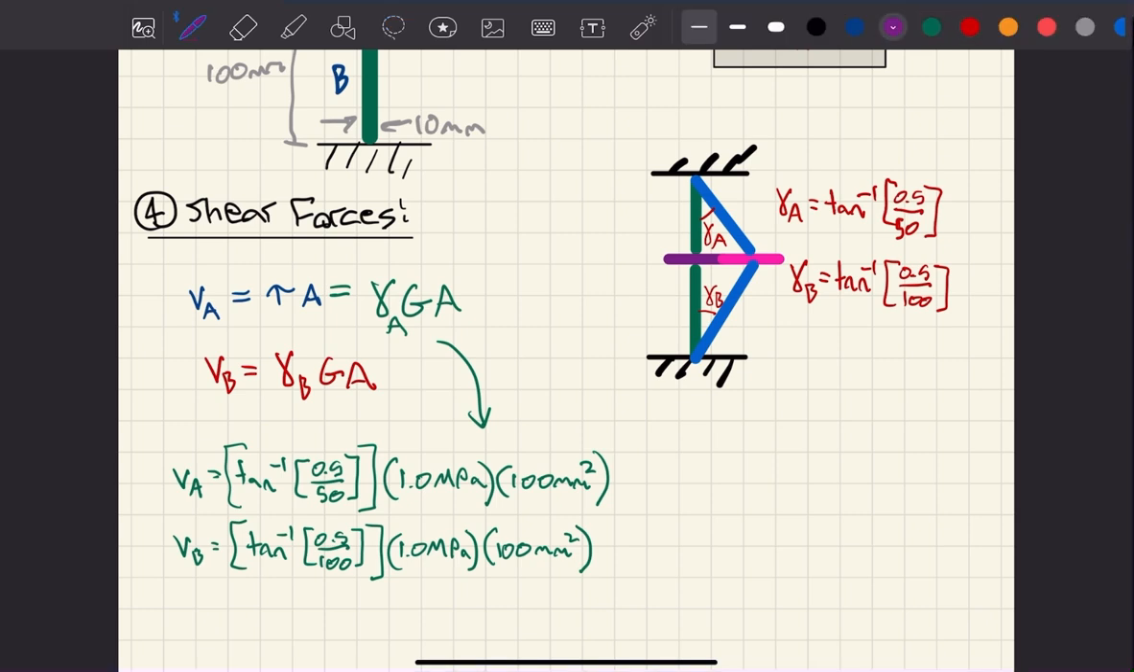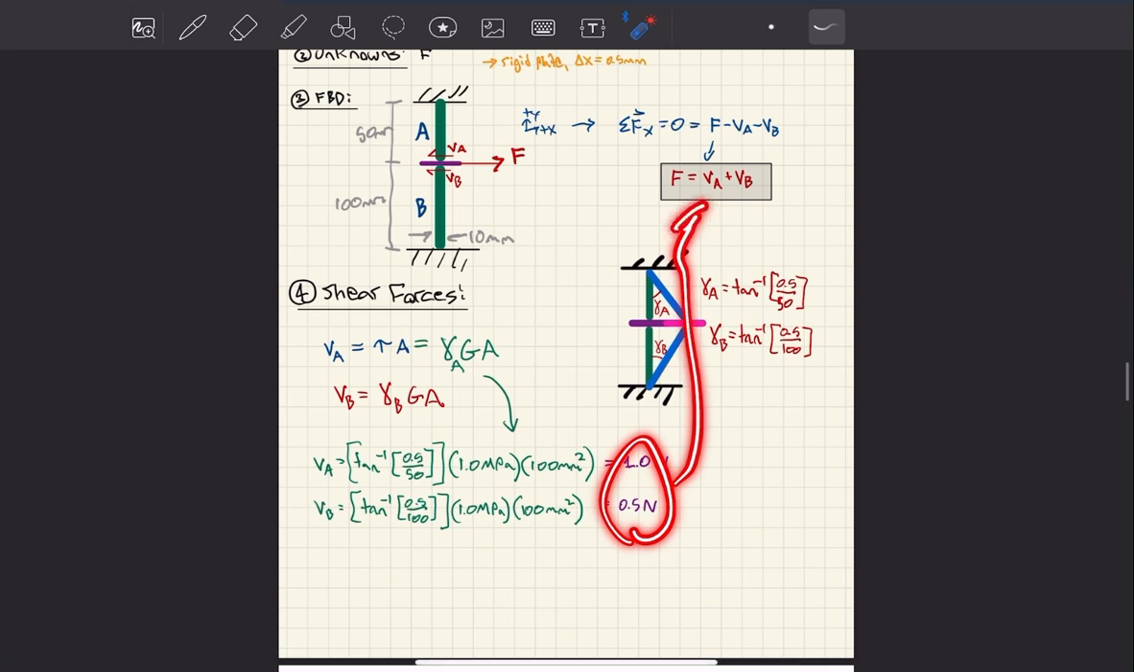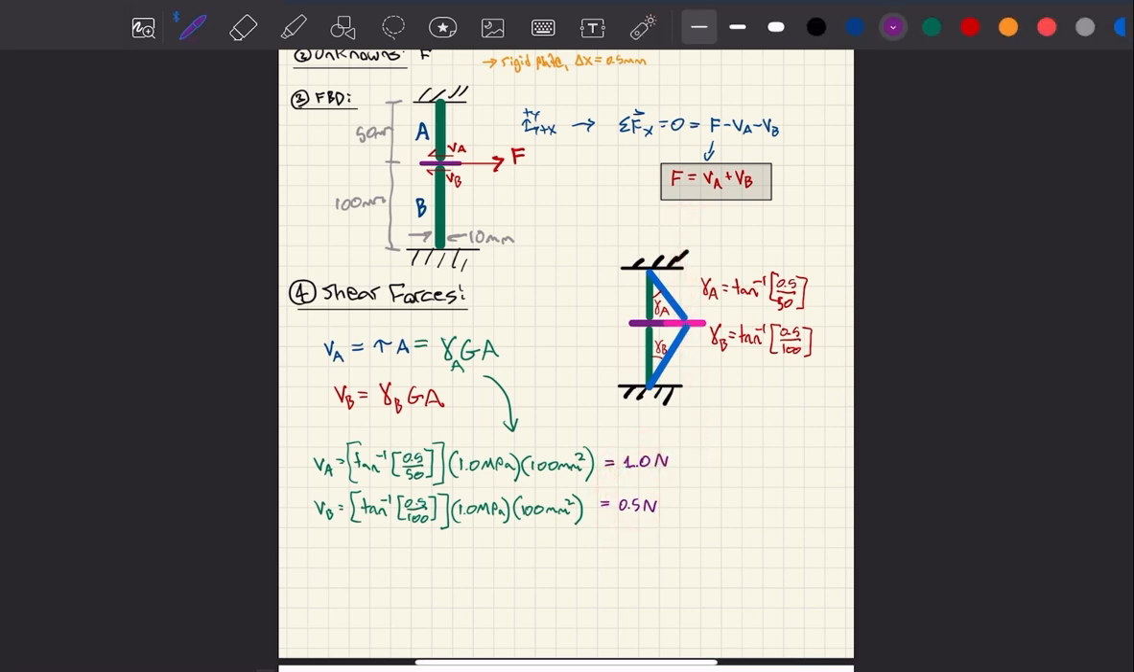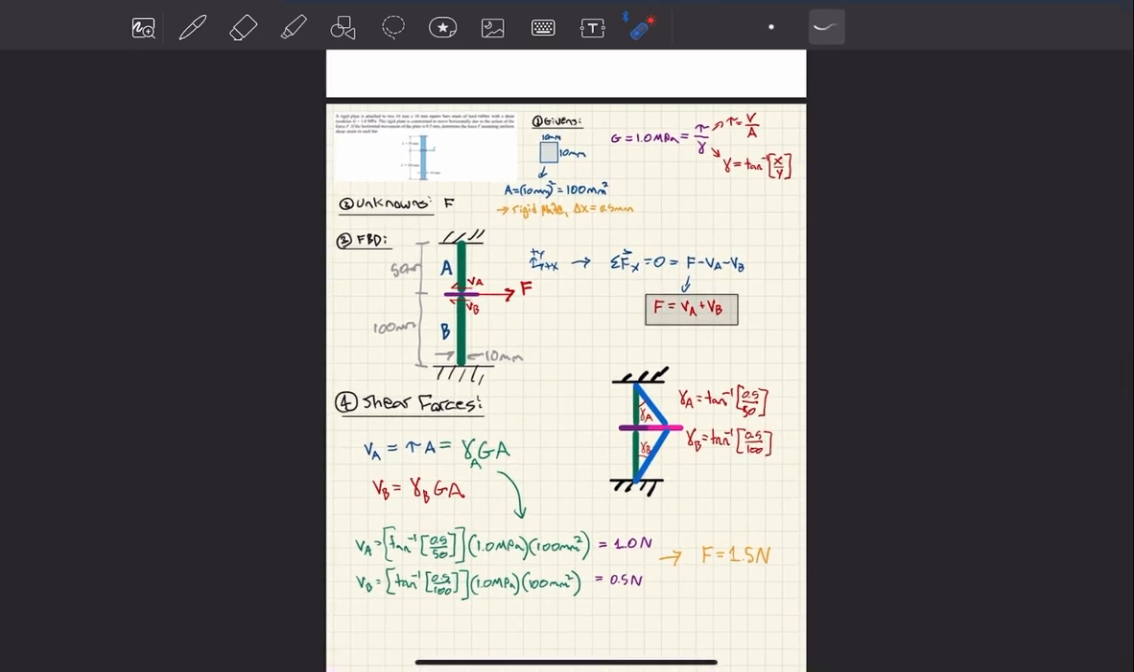So we get that our shear force from A is equal to 1 newton, and we get that our shear force from B is equal to 0.5 newtons. If we plug these two values into the formula we have derived for F, we will end up getting that F is equal to 1.5 newtons. Right? Perfect stuff. So that is your final answer.